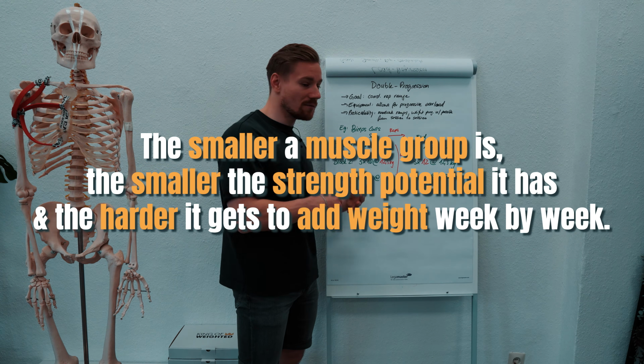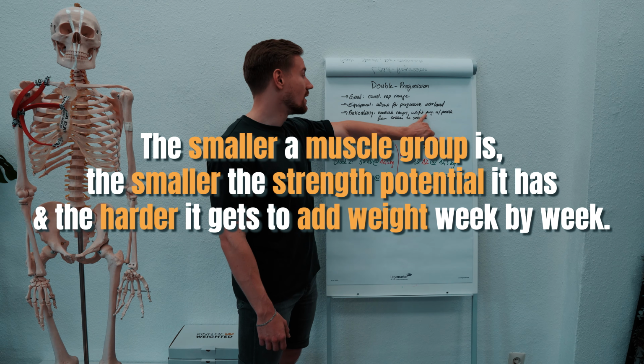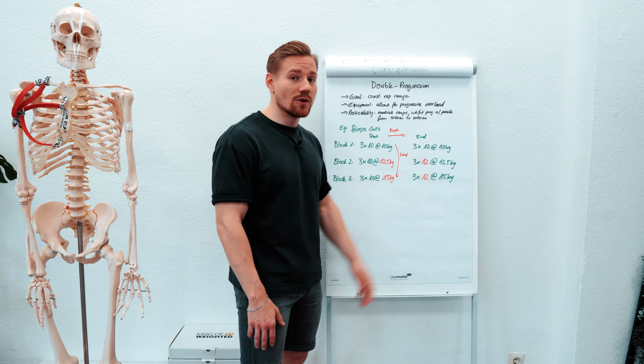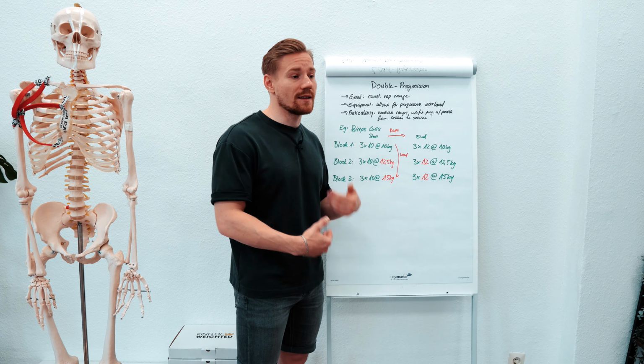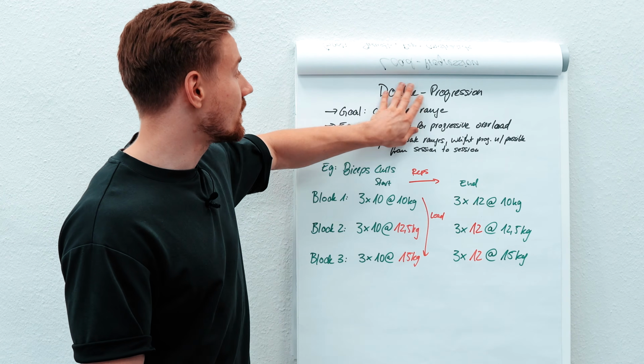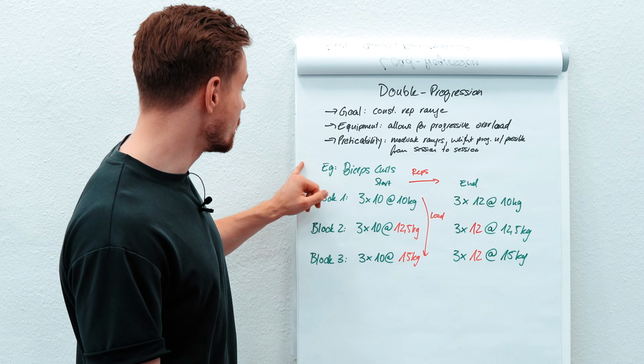And the smaller the muscle group is, the less strength potential it has, the harder, of course, it also gets to add weight, because you could add like what? 0.1 kg every session, and that is just not realistic to load. So in that case, the double progression combines the best of both worlds. How do you set it up?